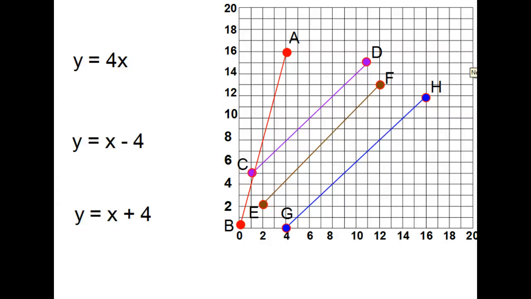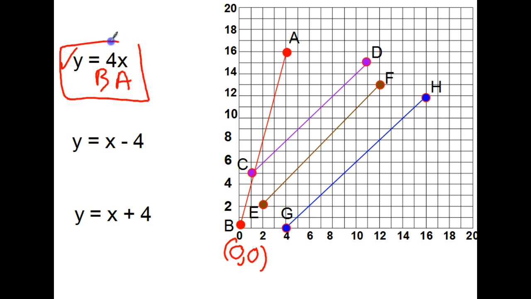All right, which point looks like it would be the best one to start with? Oh, that's 0, 0 for sure. So if I put a 0 in the first equation, 4 times 0 equals 0. Point B is working here. Let's try A just to be sure. A is up here at 4, 16. 4 times 4 equals 16, so that one works.